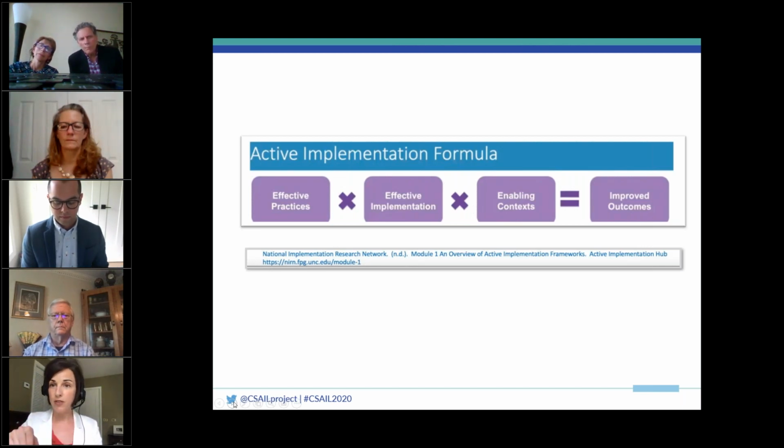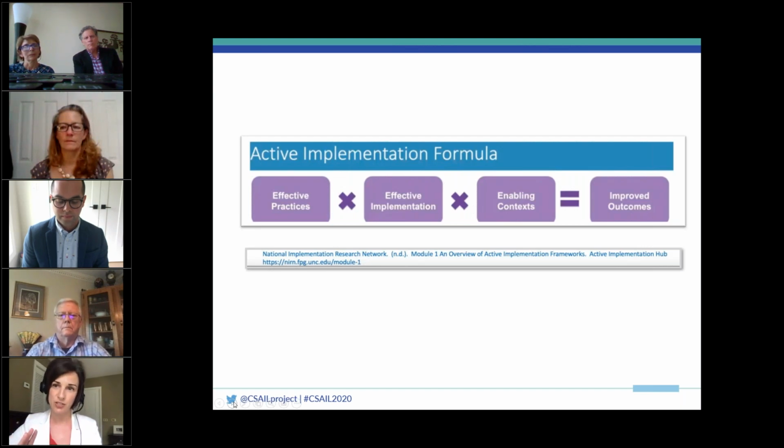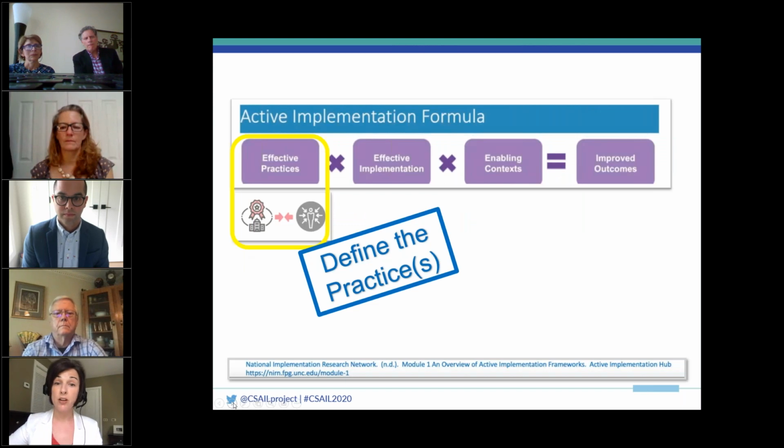But these 2 things in and of themselves are not enough. We also have to have the third box here, which is an enabling context. And what that means is that it's not just the teacher or the practitioner level that we think about, but it's also the building level, the state level, the district level, that these contexts remove barriers to implementation. Next slide, please. So let's start with the formula.